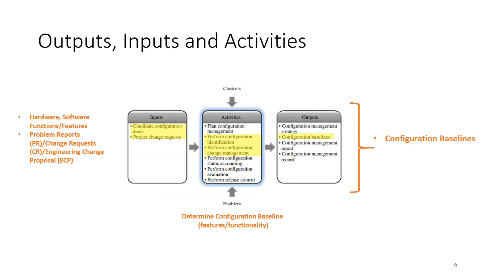So the outputs, inputs, and activities, well, you start off with them as the inputs with hardware, software, functions, features. You also want to know what problems, change requests, or engineering change proposals are out there. And then you'll configure all of those together in a meaningful way. Of course, you want to have a situation where if you're going to include a subsystem with some functionality and features, that the inputs are available to support that testing of the subsystem. So there's a lot of understanding of the functionality and the interfaces between functions, between subsystems in order to do that. And then finally, what comes out the back end is the configuration baselines. So a definition of exactly what is in each release.